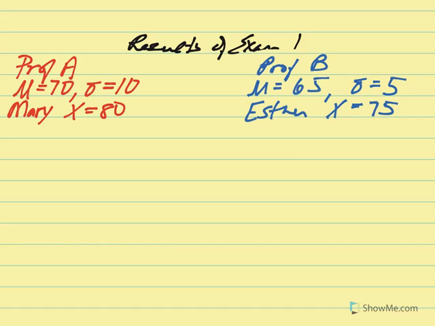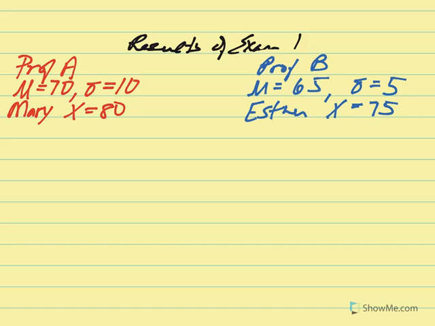That distribution is more spread out, and the scores were less like the mean of 70. All right, and we have two different students. Mary's in Professor A's class, and she scored an 80 on this exam. Esther is in Professor B's class, and she scored a 75 on the exam. And these two students are friends, and they're comparing scores. And I would ask you, which one has bragging rights? Did Esther do better, or did Mary do better?